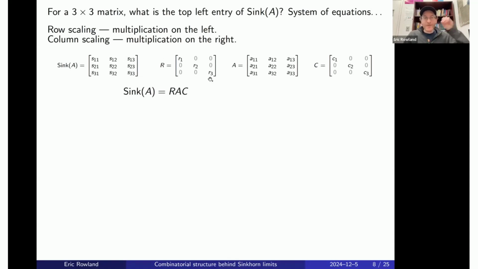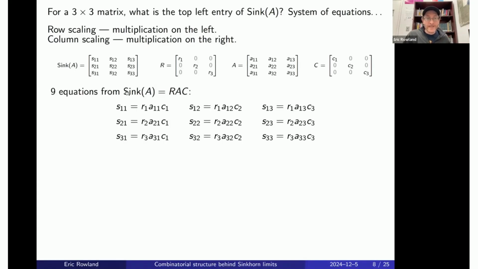Every time we scale the rows, that's like multiplying by a diagonal matrix on the left. And every time we scale the columns, that's like multiplying by a diagonal matrix on the right. So if we're scaling the rows and the columns, again and again, we're accumulating a bunch of matrices multiplied on the left and a bunch multiplied on the right. If you multiply all the ones on the left together and all the ones on the right together, it turns out that product converges. And so there's a single diagonal matrix R that you multiply on the left by, and a single diagonal matrix C that you multiply on the right by, to get from A to the Sinkhorn limit. If we expand out what this matrix equation says, this gives us 9 equations involving the entries of these 4 matrices.